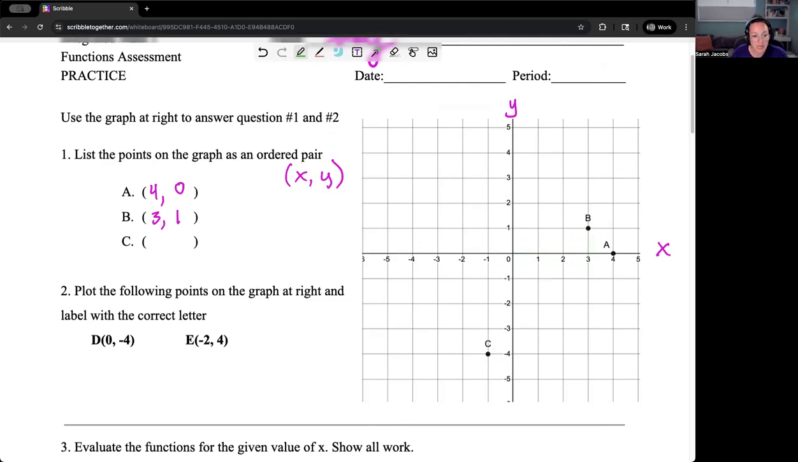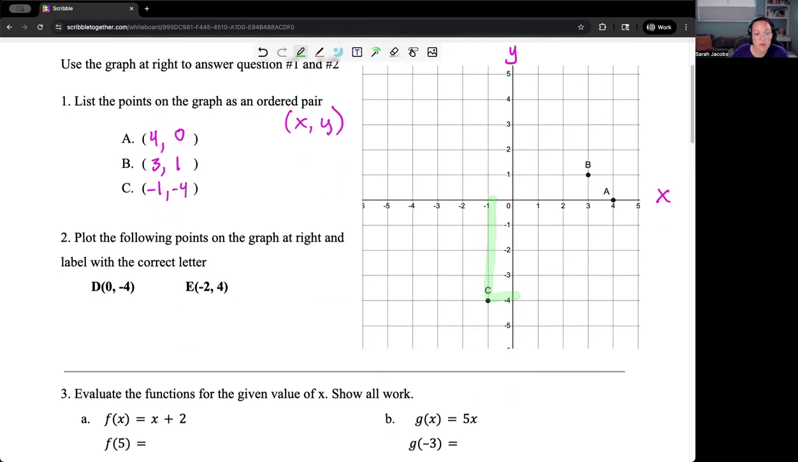Okay. Last but not least, C. C is down here. And to get there from the origin, we're always starting at the origin, I have to go 1 to the left. So that's going to be our -1 for our x. And then from this point, I have to go all the way down to -4. So our x value is -1 and our y value is -4.